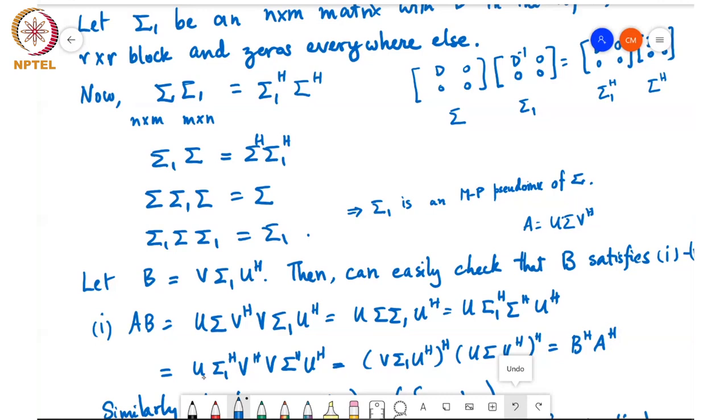If B is this, then B Hermitian is U sigma 1 Hermitian times V Hermitian. So that is B Hermitian. And this quantity here is just A Hermitian. A is U sigma V Hermitian, so A Hermitian would be V sigma Hermitian U Hermitian. So this is equal to B Hermitian A Hermitian, which is the same as AB whole Hermitian. So AB is a Hermitian symmetric matrix. In a similar way, you can verify properties 2, 3, and 4. And so this matrix B that we defined here satisfies the four properties required by the Moore-Penrose pseudo-inverse.